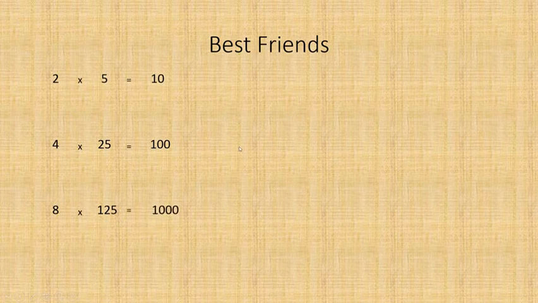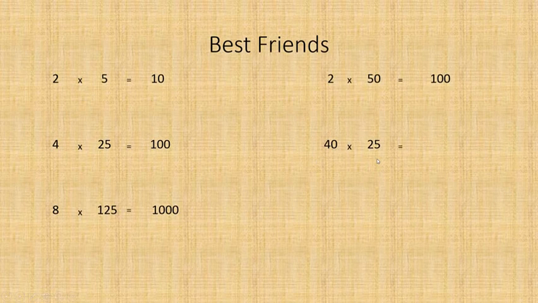And by the way, these are not just the best friends. I'm not talking about 2, I'm not talking about 5. I'm talking about the digit 2 and the digit 5. So for example, if I have 2 times 50, are they best friends? Yes, because 2 times 50 is going to be a very special answer, which is 100. And here, 40 times 25 is going to be a special answer, it's 1000. And 8 times 1250 is going to be 10,000. And guys, I want to ask a question.